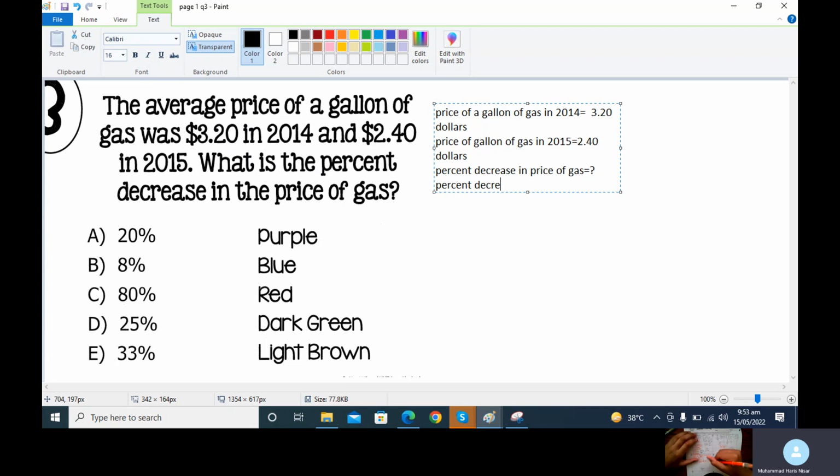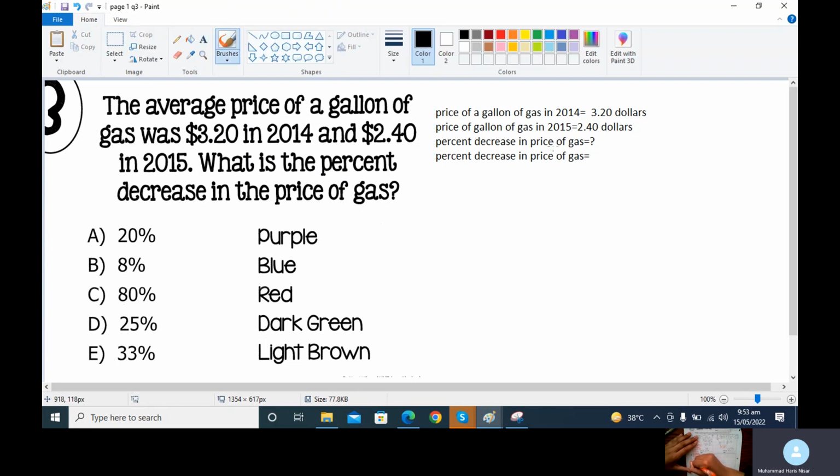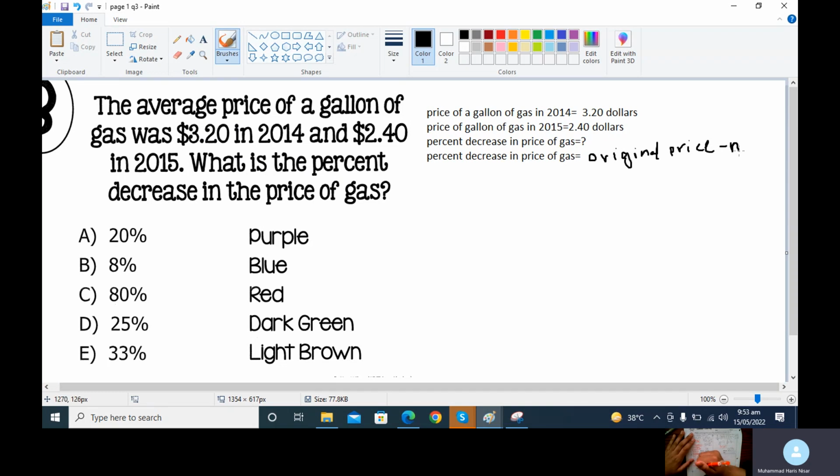Percent decrease in price of gas is equal to original price minus new price, divided by original price, or old price, whatever you say. So original price is obviously $3.20.